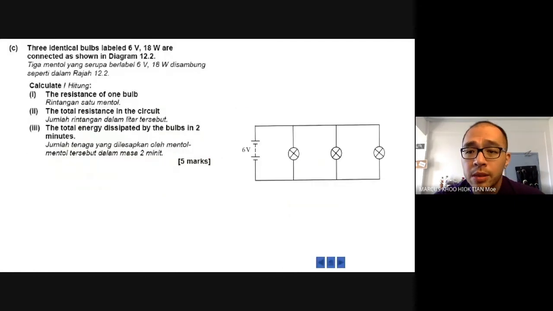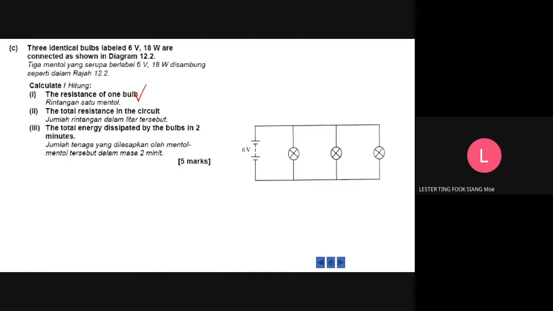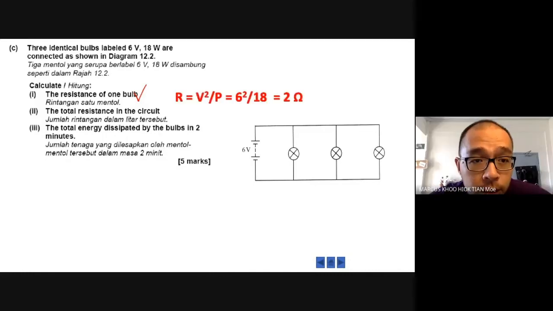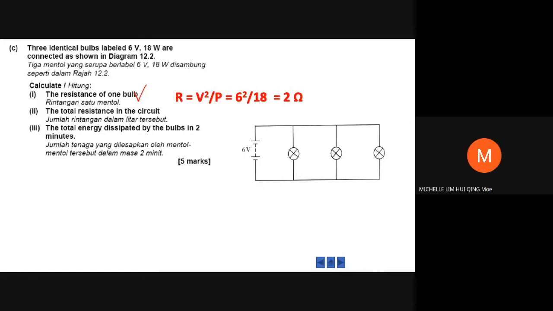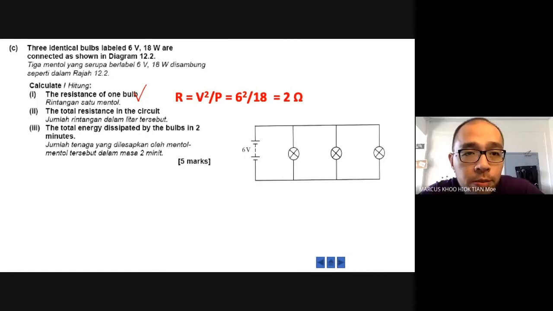Is this the last one? Oh no, it's not the last one. Okay, calculate the total resistance of one bulb, please. Next person, Lester. 2 ohms. Okay, total resistance in the circuit, Michelle? 0.67 ohms. I guess you are right.